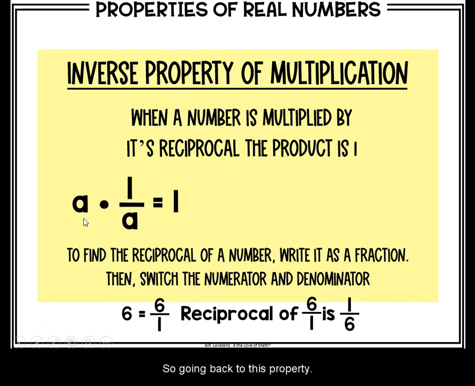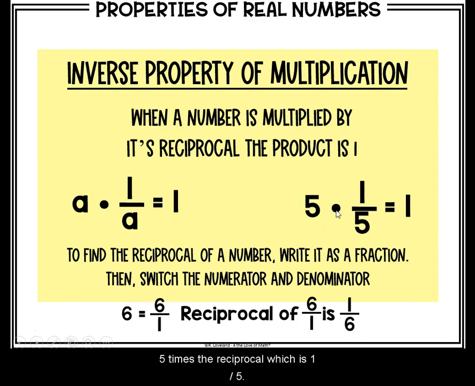So going back to this property, when a number is multiplied by its reciprocal, the product is 1. A times 1 over a is going to give us a over a, which is equal to 1. Looking at actual values, 5 times the reciprocal, which is 1 over 5, would give us 5 over 5, which is equal to 1. The inverse property of multiplication tells us our product's going to be 1 when we multiply a number by its reciprocal.